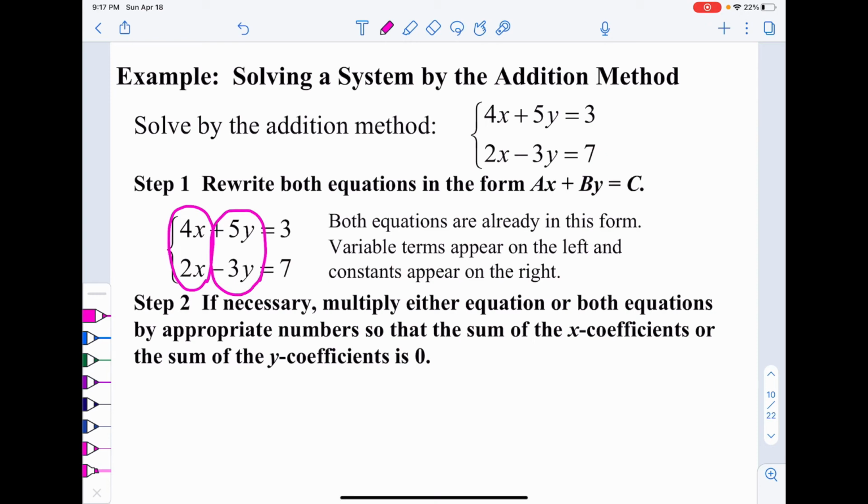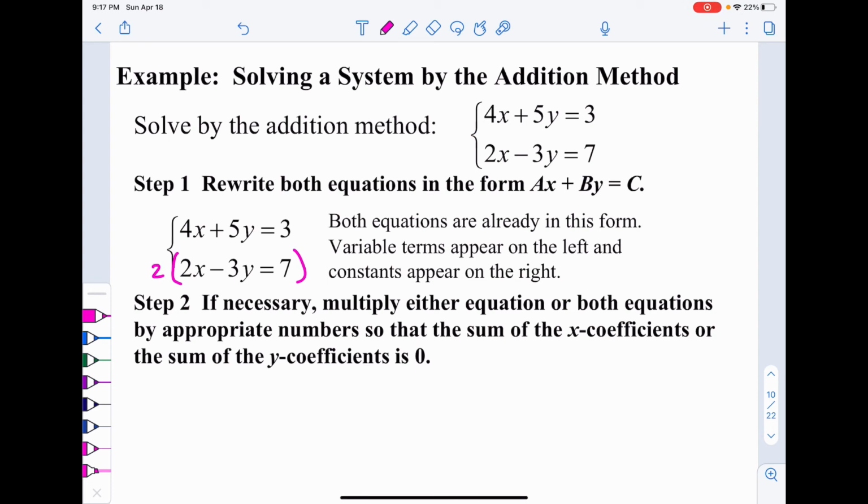That means we want to decide, is it easier to turn a 2 into a 4 or a 3 into a 5? Well, obviously, turning a 2 into a 4 is going to be a lot easier. What would I have to multiply by to turn a 2 into a 4? Well, we'd have to multiply by 2. So what they want us to do is take the second equation here and multiply by 2.